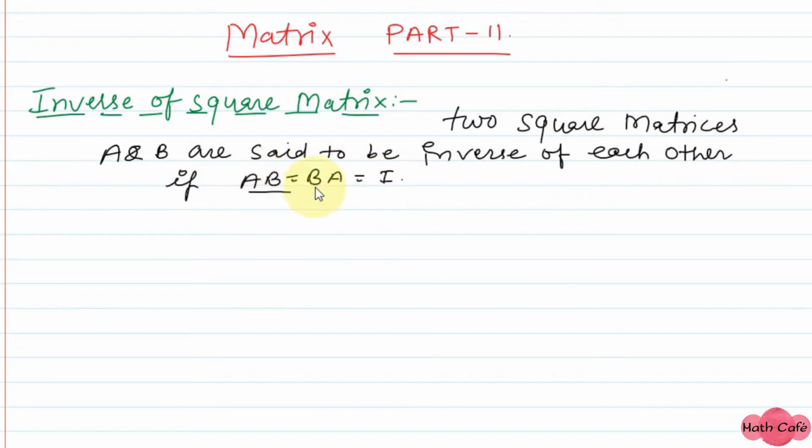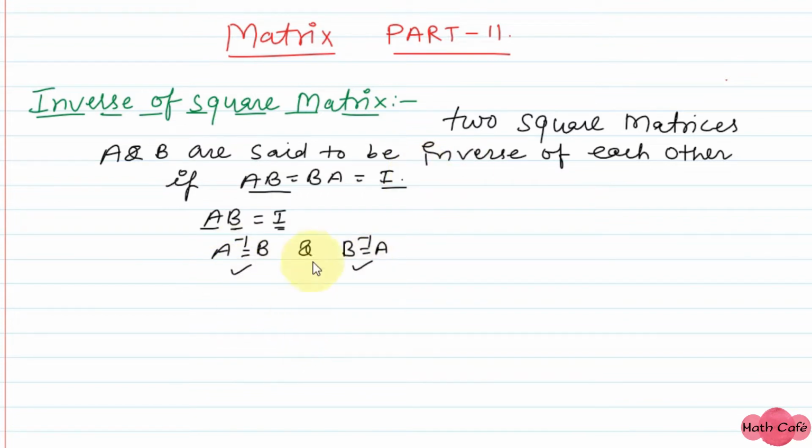Alright, if AB is equal to I, then A inverse will be B and B inverse will be A. If multiplication of two matrices is equal to identity matrix, then both the matrices will be inverse of each other. So in the second case, if BA is equal to I, then also A inverse will be B and B inverse will be A.